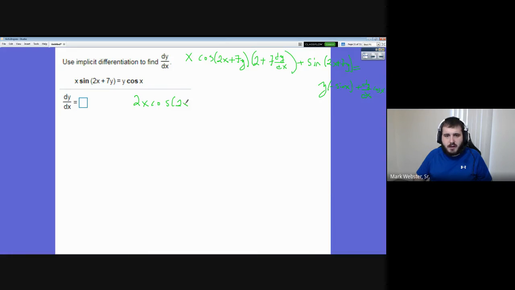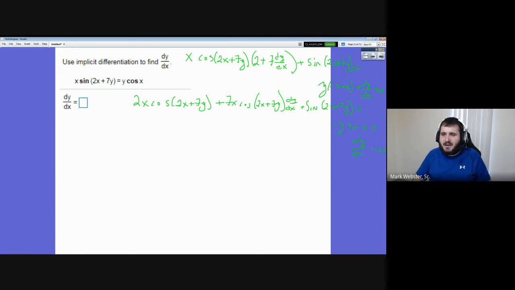So we got 2x cosine of 2x plus 7y times the 2, now we're going to plus, and we're going to do the same thing times the 7 dy dx, right? 7x cosine 2x plus 7y dy over dx plus the sine one equals, and then this one we don't need to do much prettying, just negative y sine x plus dy over dx cosine x. Oh, this is so long.